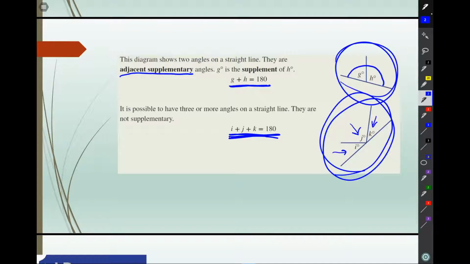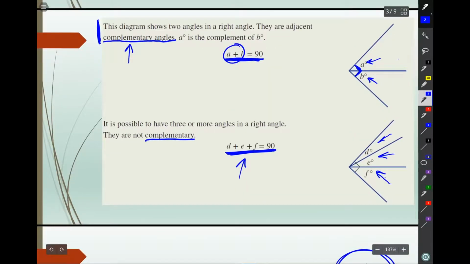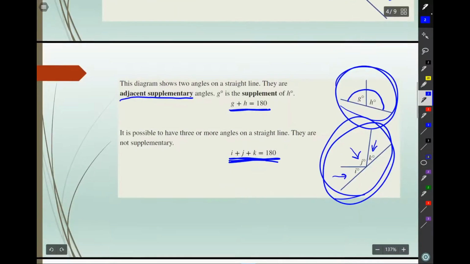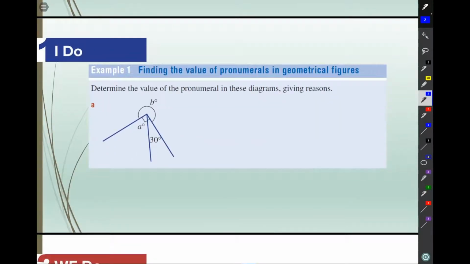Okay, so I would like in your notes to have everything that's on both of these slides, because this is very important for us going forward. Let's look at a couple of examples together.